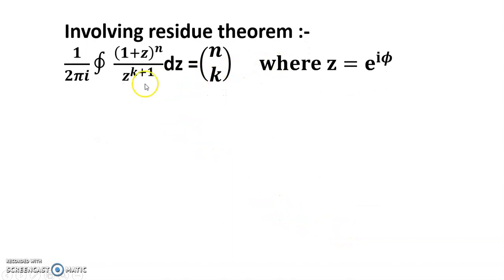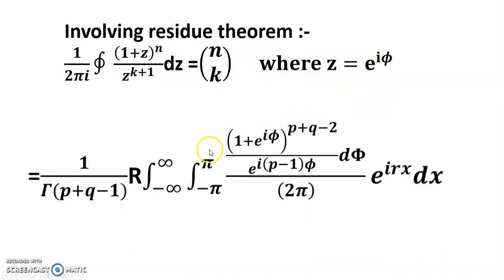So involving the residue theorem, 1 by 2 pi i times the integral of (1 plus z) to the power n over z to the power k plus 1 dz is equal to n choose k, where z equals e to the power i phi, and gamma p plus q minus 1 equals the integral from minus pi to pi and minus infinity to infinity. When I put z equals e to the power i phi, this value will change: 2 pi i should be 2 pi, and i will be cancelled, and I get the value e to the power i phi.